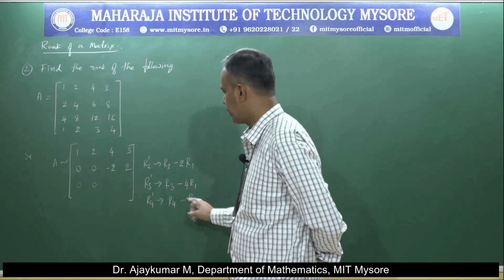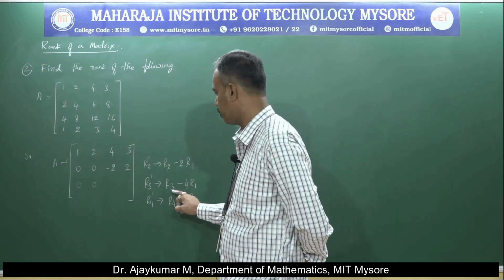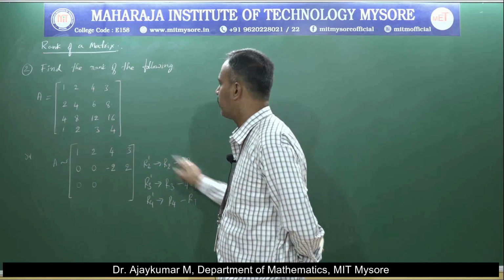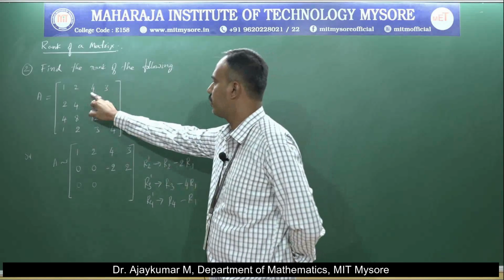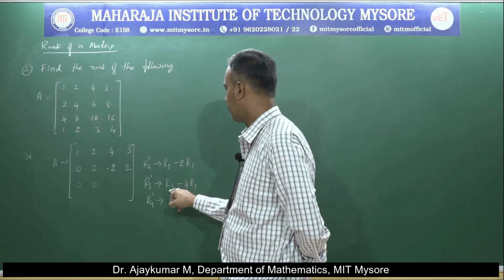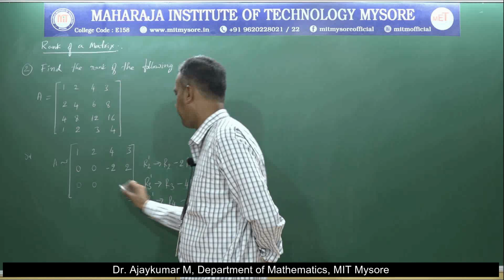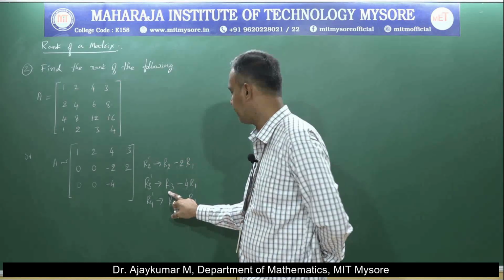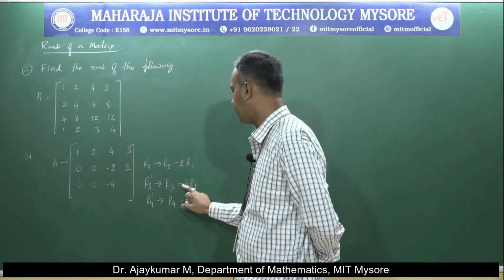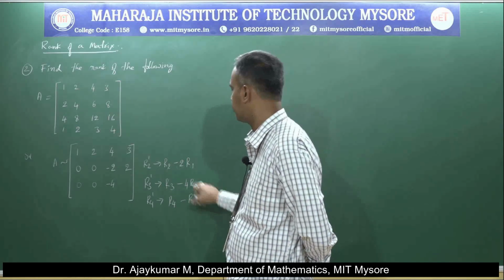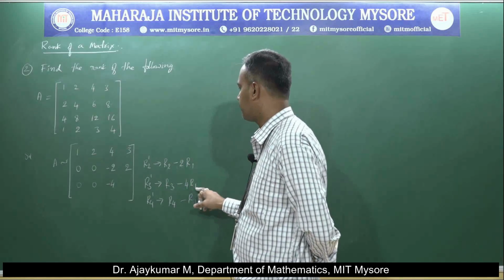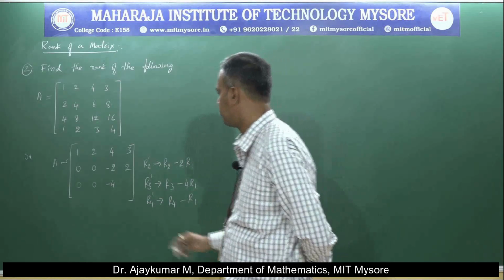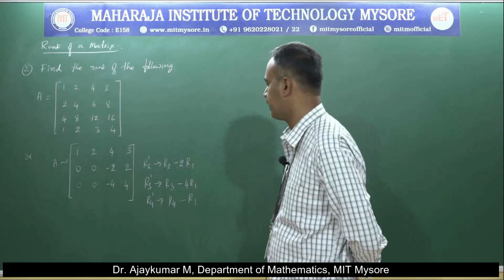The row 3 elements: the first is 2 over R3, and the next one is 12. We consider 12 minus 4 into R1. 4 into 4 is 16, so 12 minus 16 gives minus 4. The next one is 16, the row 3 element: 16 minus 4 into 3, which is 12. So 16 minus 12 gives 4.